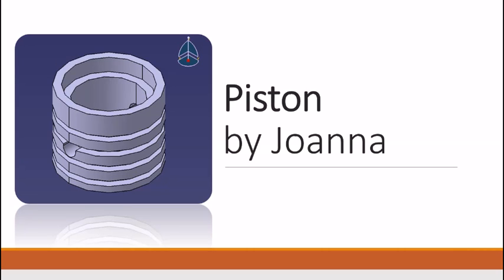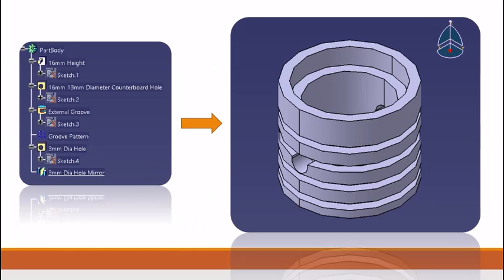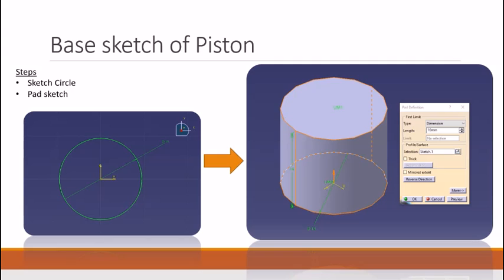Next, I'm going to go over the process for creating the piston. Identified first again would be my spec tree. You see on the left my pad command, the hole command, the external groove, the rectangular pattern, the hole, and then the mirror command.